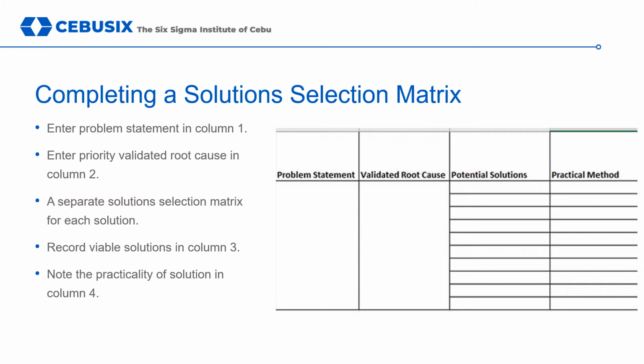Then we enter a priority validated root cause from the analyze phase. If the team is going to attempt to solve more than one root cause during the improve phase, it should create a solution selection matrix for each root cause. Next, we brainstorm potential solutions in column 3. And note, at a very high level, the practical methods by which a solution could be implemented.